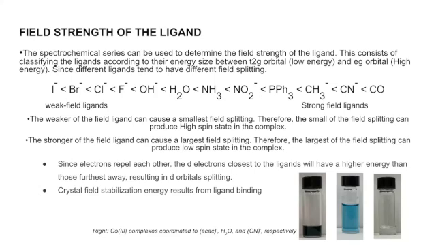The weak field ligands, like fluorine or hydroxide, can cause a small field splitting. Therefore, they can produce higher spin states. On the other hand, the strong field ligand can cause a larger field splitting. Therefore, it can produce low spin states.